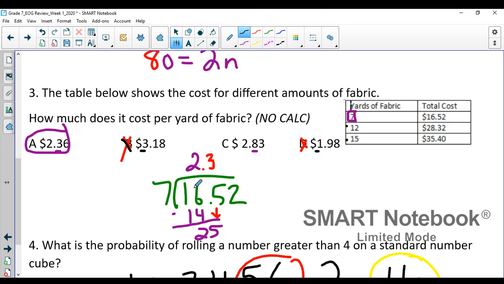So 7 groups of 2 is 14. 16 minus 14 is 2. Bring that 5 down. Now 7 can go into 25 3 times without going over. So the second digit has to be 3, which is why the only reasonable answer for number 3 is A.